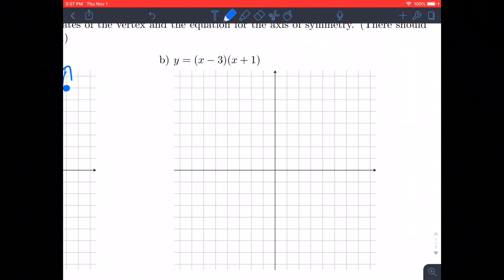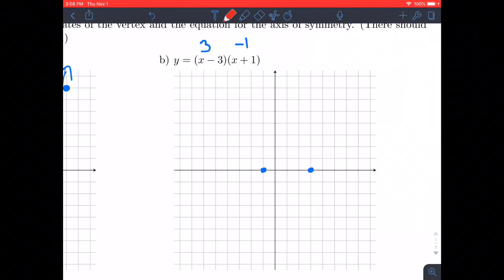Lastly, this one is intercept form, so we look for the x-intercepts. So what would make x minus 3 0? You can probably tell me that that would be 3. What makes x plus 1 0? That's a negative 1. So our x-intercepts are at 3 and negative 1.